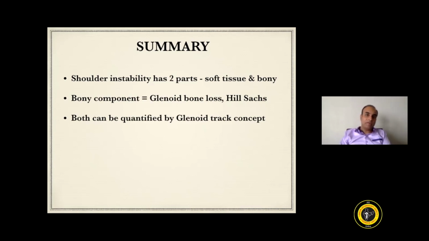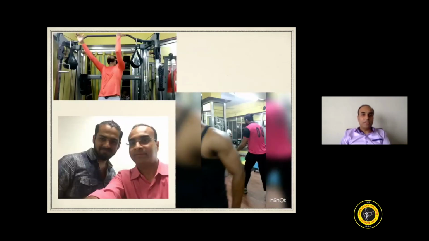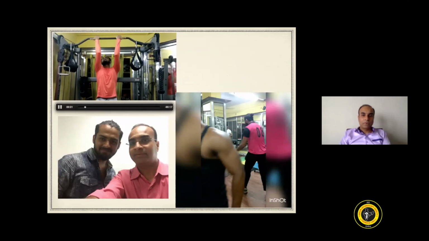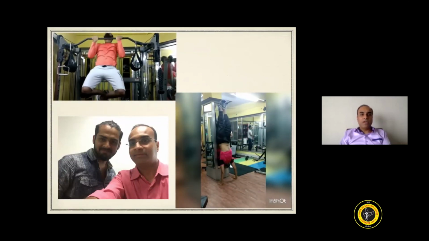That is one concept which has united all the bony factors on shoulder instability. And for Hill-Sachs lesions which are engaging or off track, we need to do something about the Hill-Sachs, and that is typically add a remplissage procedure to your Bankart's repair and you will have good results. So this is another of our patients. He is now trained to become a gym instructor.